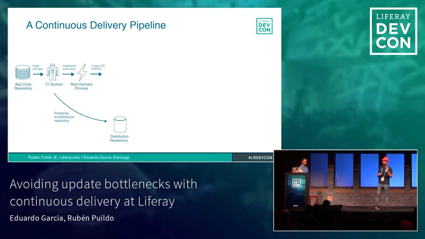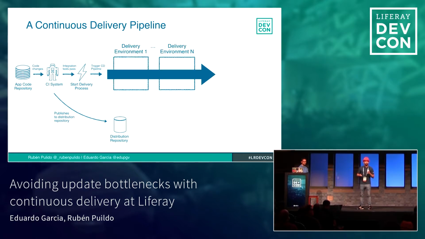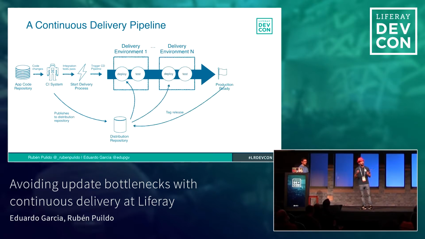So the CI system will also automatically trigger what we call this delivery pipeline. The delivery pipeline may have one or more environments. There's no science, there's no specific rule about this. It depends on your requirements. And on each of these environments, we will deploy and test our snapshot. Only if the test passes on one of the stages, we will move into the next one. And by the end of this line, our application will be ready for production.